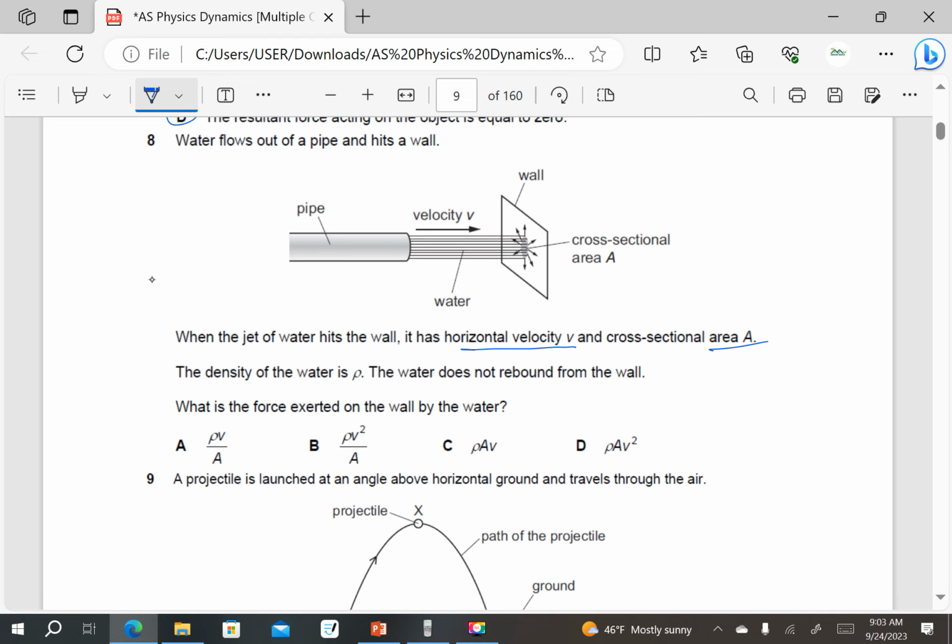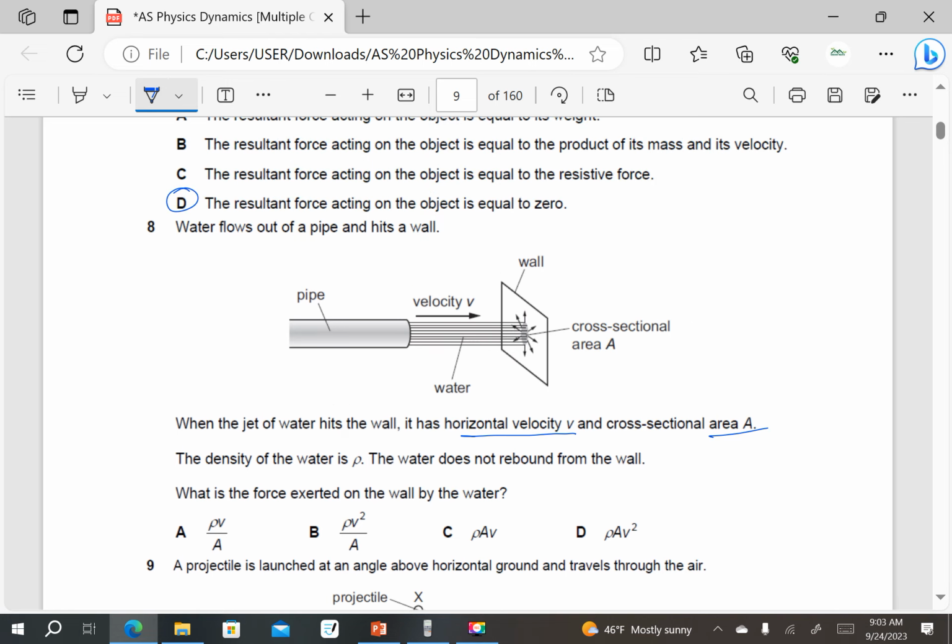So first of all, we know that density is mass over volume, so the mass is going to be density times volume. And of course, we know that volume is cross-section area times another length. So let that length be the distance which the water moves. So the volume is going to be the cross-section area times that length L, which is speed times time. So this is going to be small v times t. This is capital V for volume, and this is small v for speed.